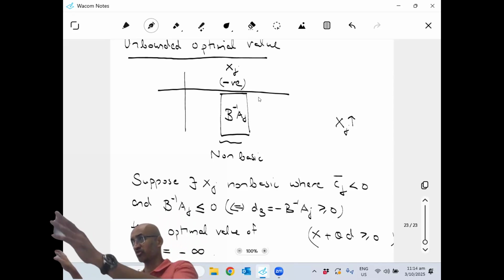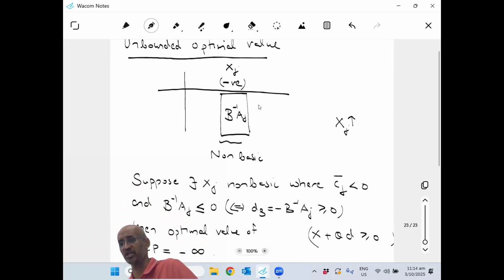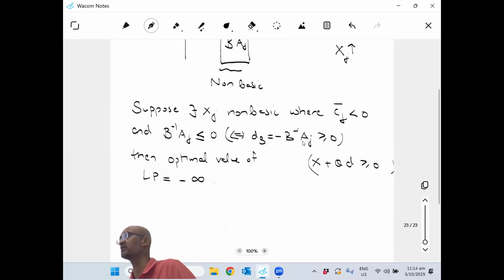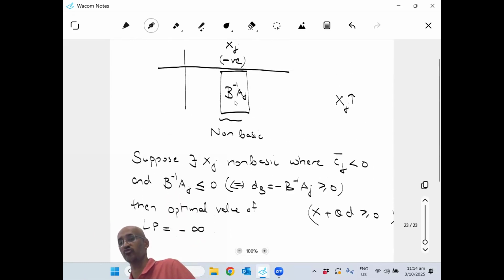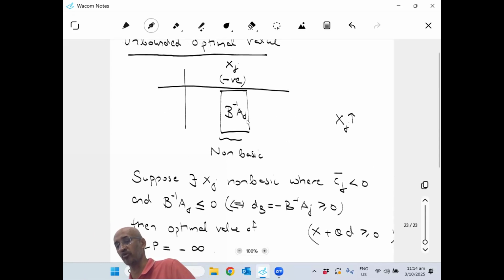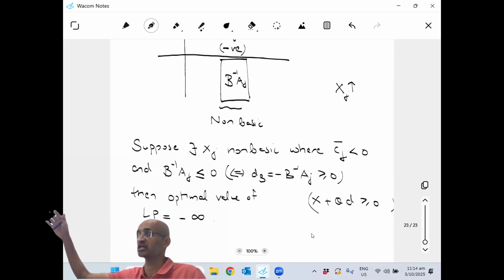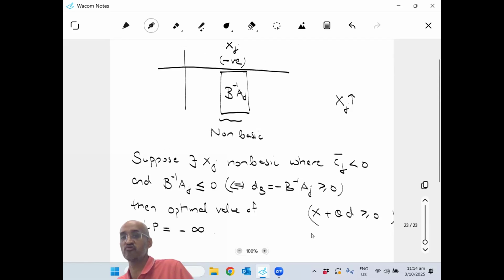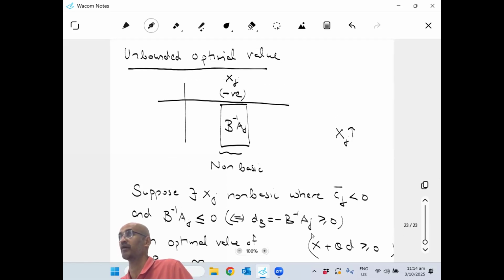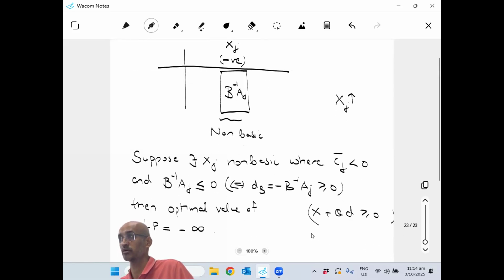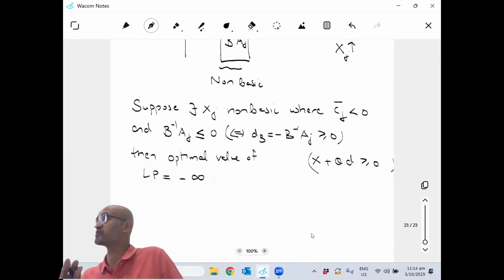All other non-basic variables are 0, and the basic variable direction is given by minus B inverse AJ. Because these values are non-positive, the direction vector is non-negative, so it satisfies the conditions. x plus theta d will always be non-negative. So it is very easy to identify an unbounded optimal value in a simplex tableau. Any question with that?